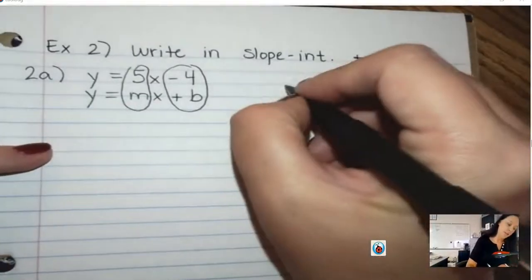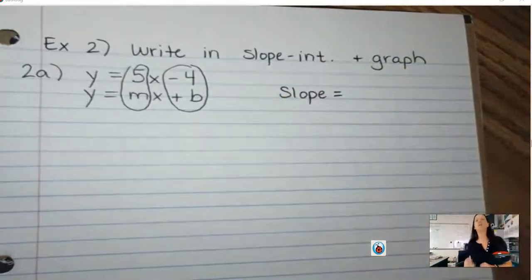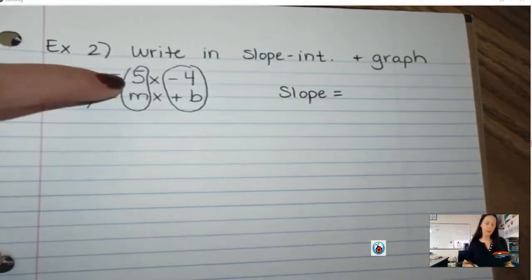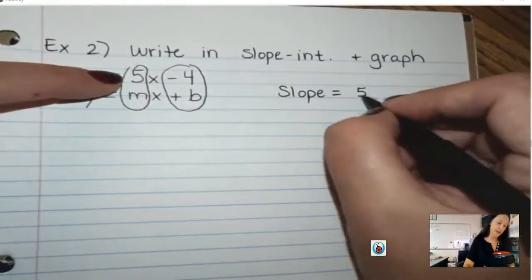Okay, your slope is 5. However, when we're graphing slope, it's easier if it's actually a fraction. So let's make slope into a fraction. The number 5 as a fraction is just 5 over 1, right?